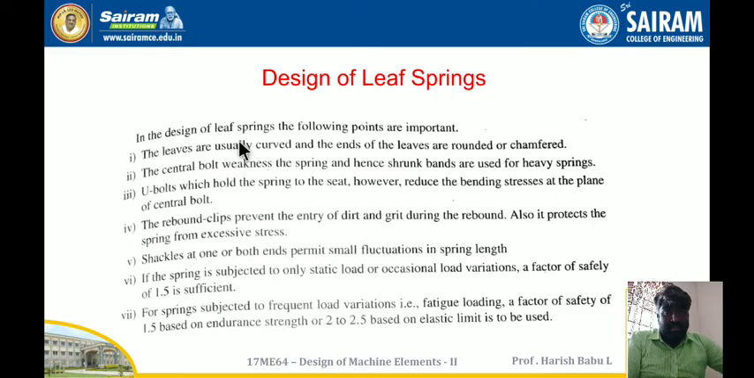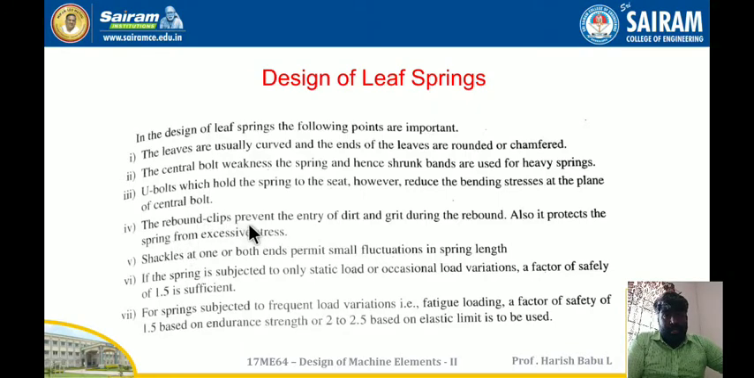In the design of leaf spring, the following points are important. The leaves are usually curved and the ends of the leaves are rounded or chamfered. The central bolt weakens the spring, and hence shrunk bands are used for heavy springs. U-bolts, which hold the springs to the seat, however reduce the bending stress at the plane of the central bolt.